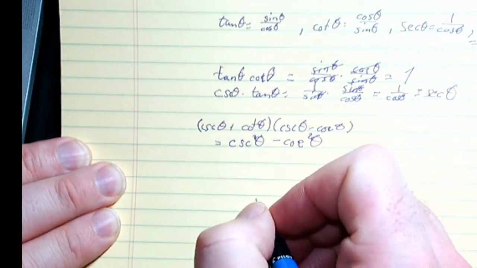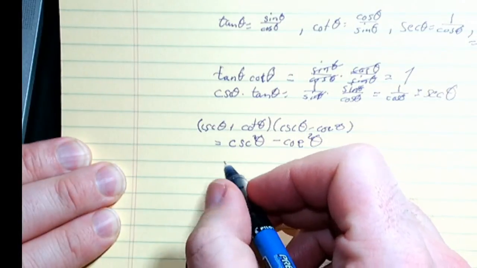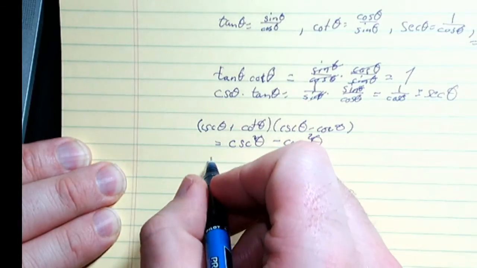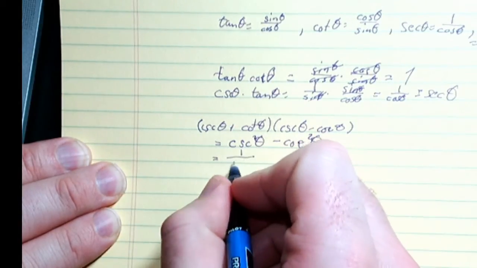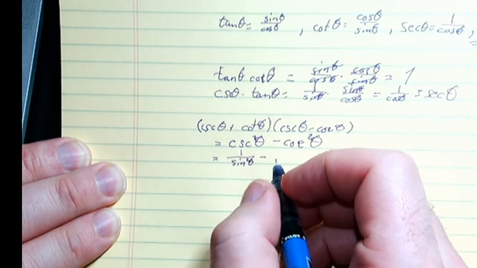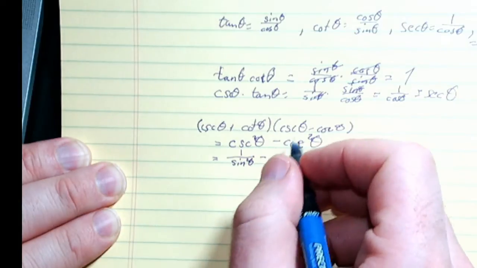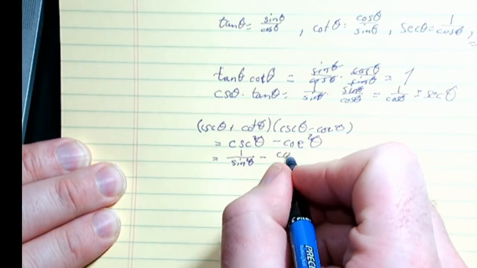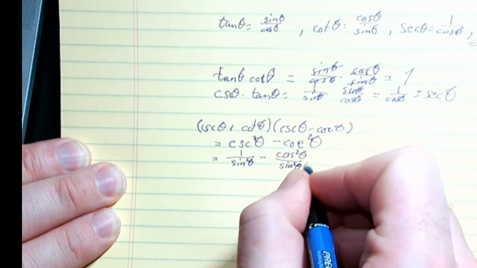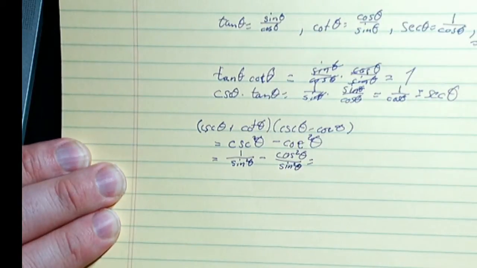So that's great, but what do we do with this? Well, once again, let's write them in terms of sines and cosines. Cosecant is 1 over sine, so cosecant squared is 1 over sine squared theta. Cotangent is cosine over sine, so cotangent squared is cosine squared theta over sine squared theta. So great, these have a common denominator. That's handy. Since these are fractions with a common denominator, we can just subtract the numerators.